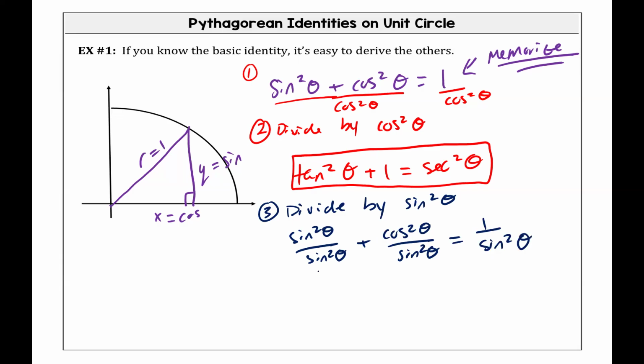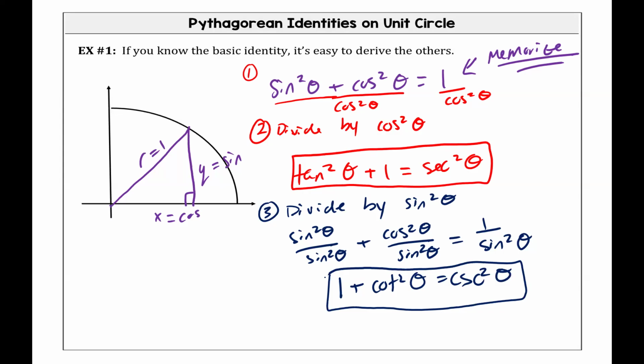Oh, I understand. Sine divided by sine is 1. Cosine divided by sine is cotangent. And 1 over sine squared theta is cosecant squared theta. I do have one question. It shows sine squared plus cosine squared, it doesn't matter, divided.